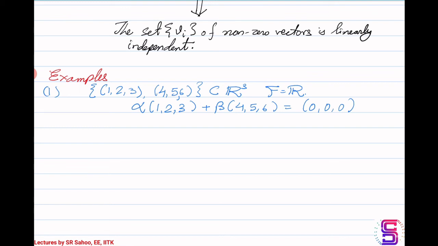So from here, what we get is a set of equations. What are those? You get alpha plus 4 beta equal to 0, 2 alpha plus 5 beta equal to 0, 3 alpha plus 6 beta equal to 0.